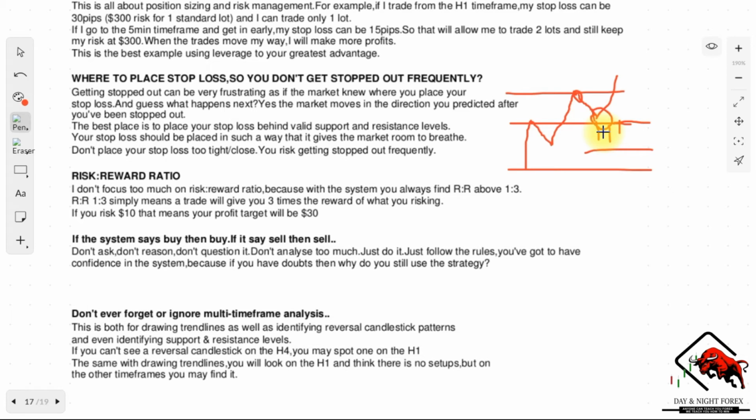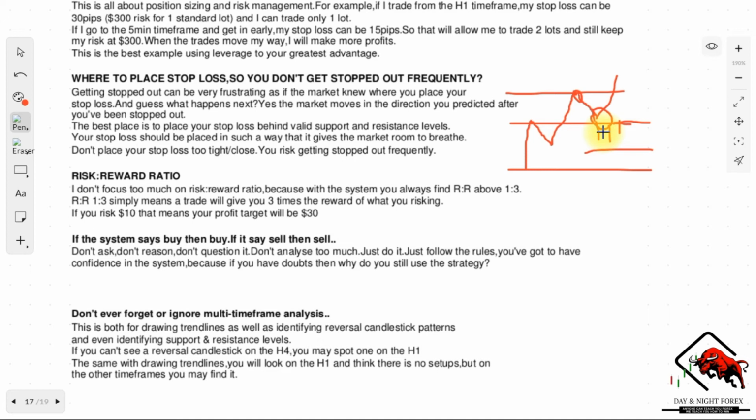Risk to reward ratio. I don't focus too much on risk to reward ratio, because with this system you always find risk to reward above 1:3. So your risk to reward 1:3 simply means a trade will give you 3 times the reward of what you are risking. So if you risk $10, that means your profit target will be $30.